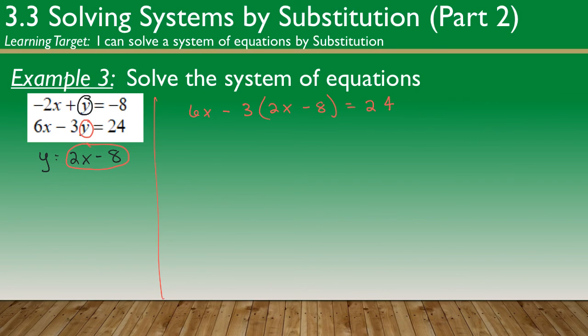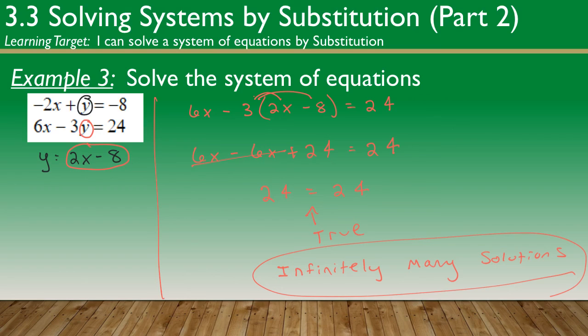Okay, so now get rid of your parentheses again. So 6x, distribute the negative 3, so that's negative 6x plus 24 is equal to 24. Okay, so these actually cancel out. So I end up with 24 is equal to 24. Okay, so again, our variables cancel out, but this time it is a true statement. So since we have a true statement, this system actually has infinitely many solutions. And if I were to look at a graph of this thing, these would be overlapping lines. And there's infinitely many points that are going to be a solution to both of these lines.